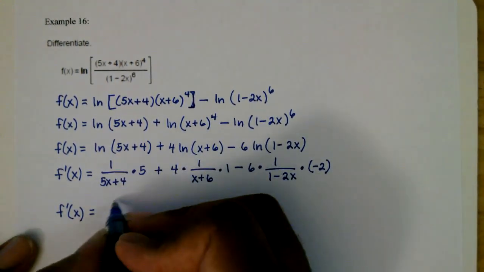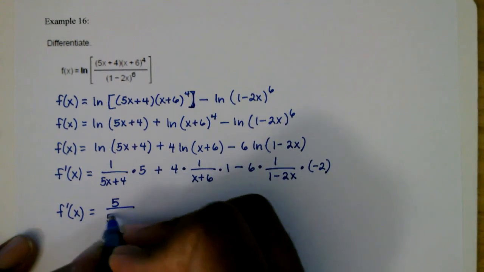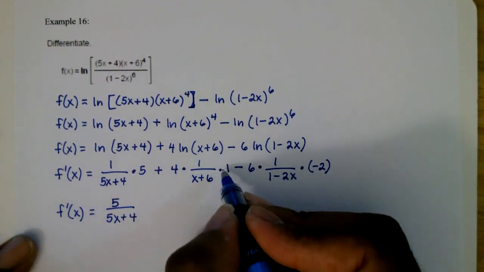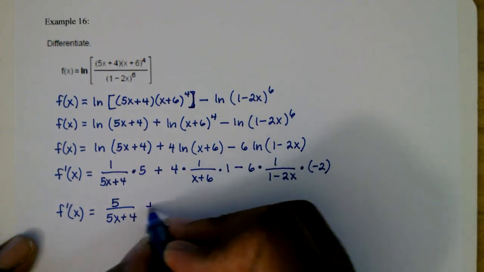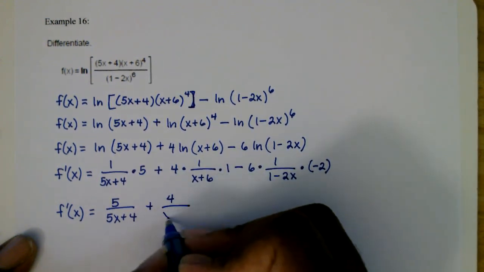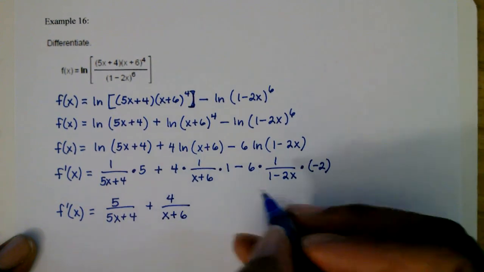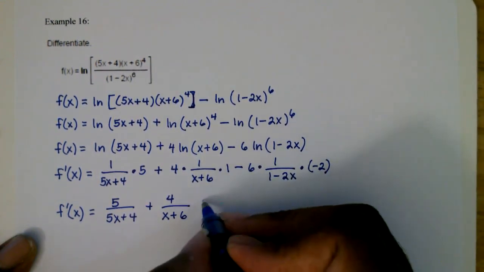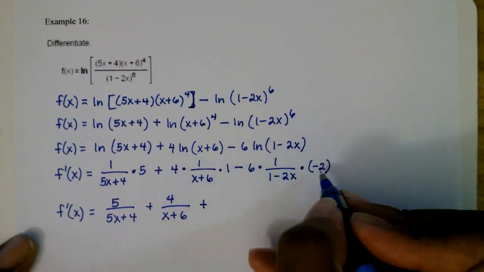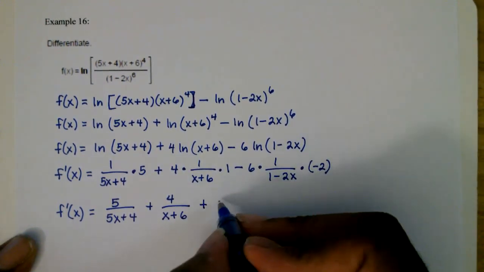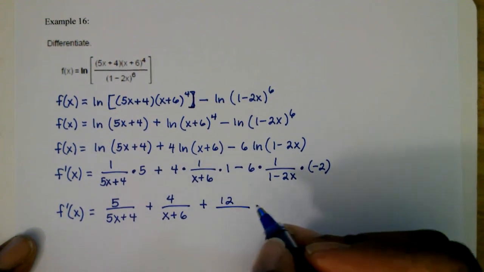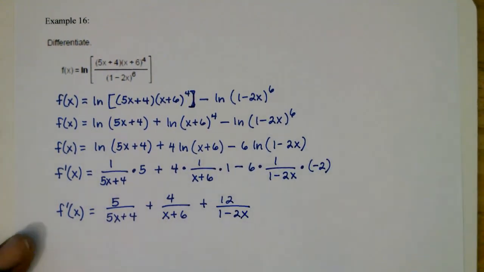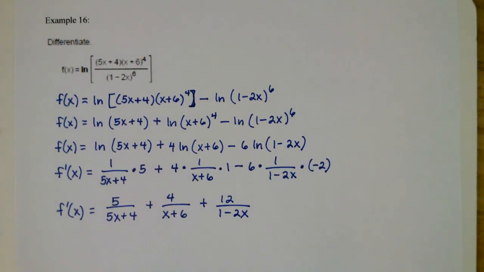5 times the 1 will be 5, so I have 5 over 5x plus 4. 4 times 1 times the 1 will be 4, so this will be plus 4 over x plus 6. That negative 2 with this minus will make that a plus. A minus 6 times a minus 2 will be a plus, and that'll be 12 over 1 minus 2x. And that will be as far as I can go with that problem.